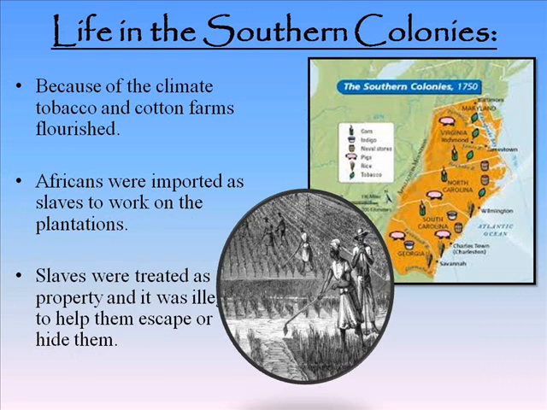Now, life in the southern colonies, because of the climate and the good soil and just the way everything was down there geographically, tobacco and cotton farms flourished. Africans were imported as slaves to work on the plantations, and slaves were treated as property, and it was illegal to help them escape or hide them. And that's going to lead to problems later on down the road.